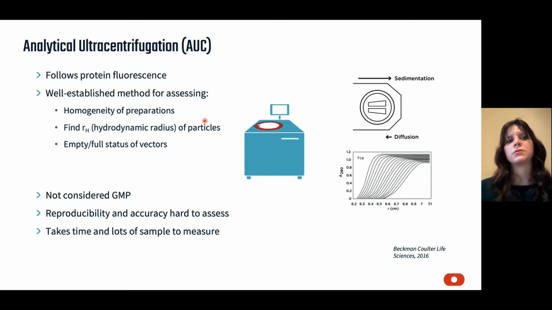Now, some drawbacks of analytical ultracentrifugation is that it is not considered a GMP compatible technique. There are a lot of concerns about reproducibility and accuracy when we think about experimental design for it. Additionally, it requires a long time to run a single AUC experiment, and it requires quite a lot of sample in order to get that good separation that you need in order to assess these parameters that you want to know.